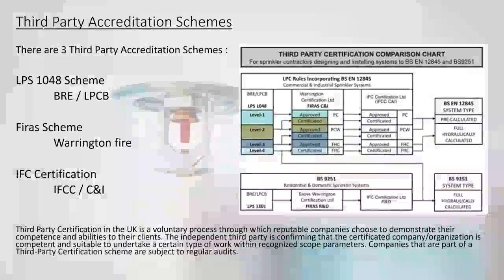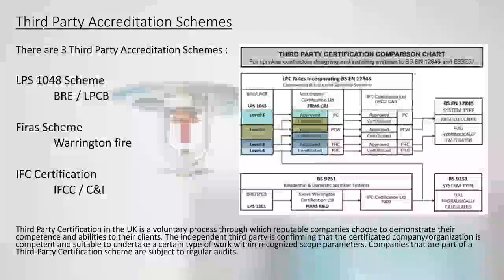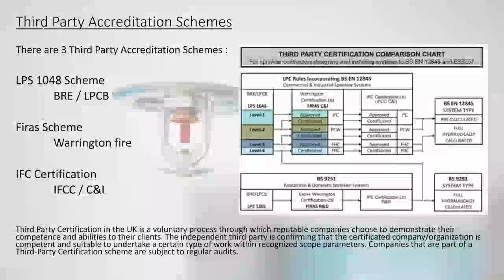One of the most important things is that sprinkler installations should be installed by third-party accredited companies. Now, there's three schemes. You've got LPS 1048, and they have a separate scheme for the residential and domestic, and that's LPS 1301. However, if you have 1048, the 1301 already gets included in 1048. There's FIRAS, which is the Warrington Certification Scheme, and they work on the same principle. And then you've got IFC certification.